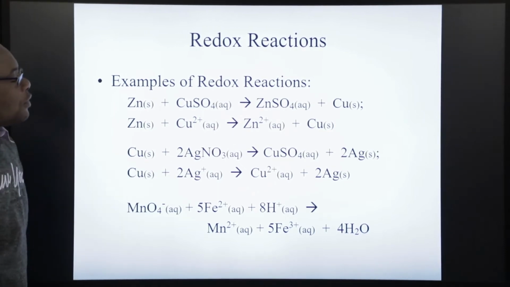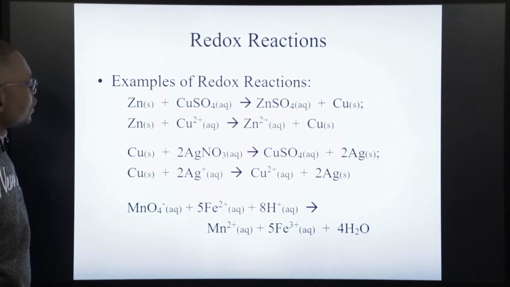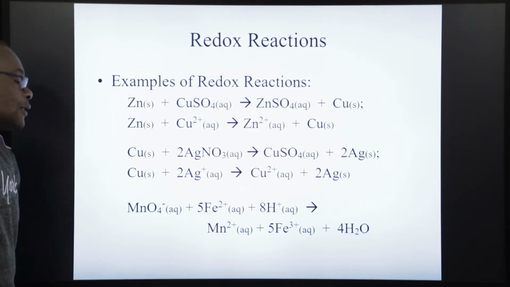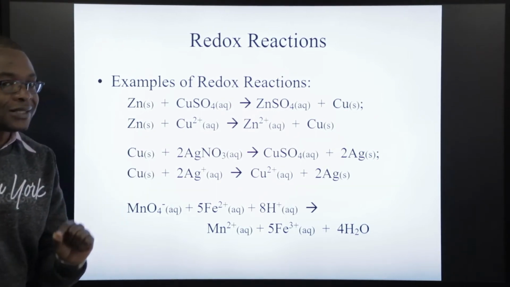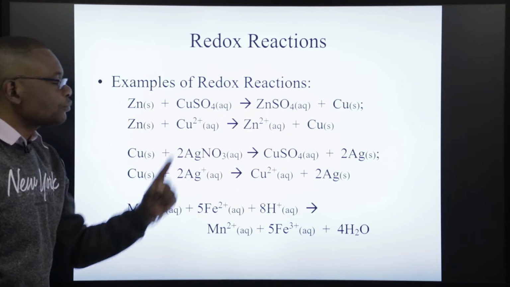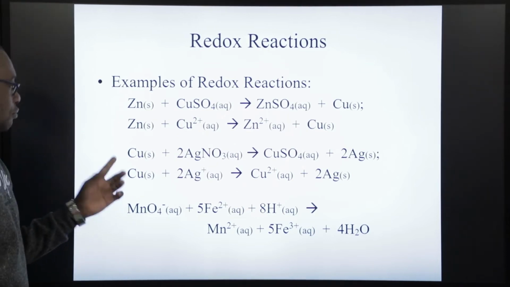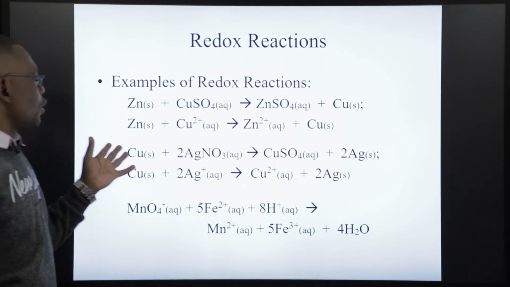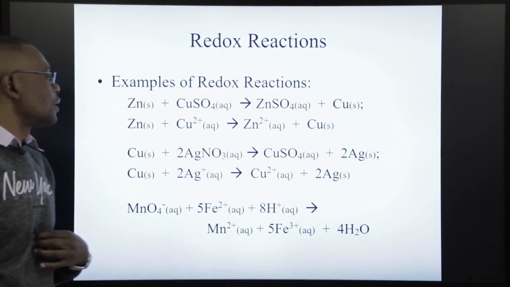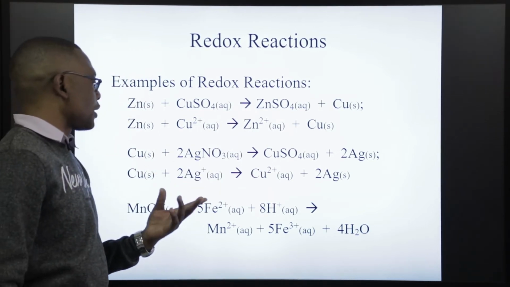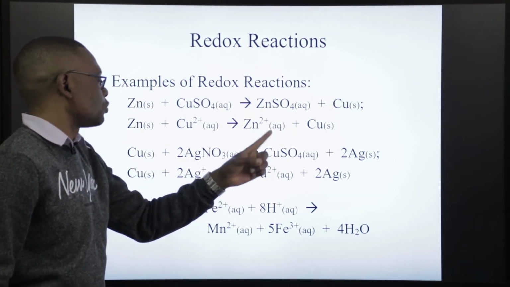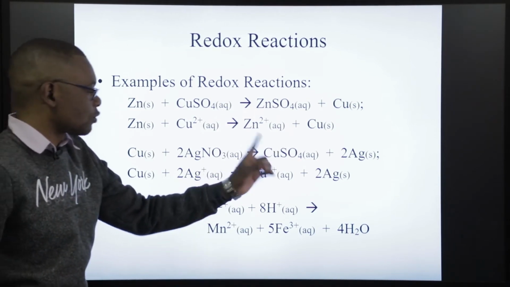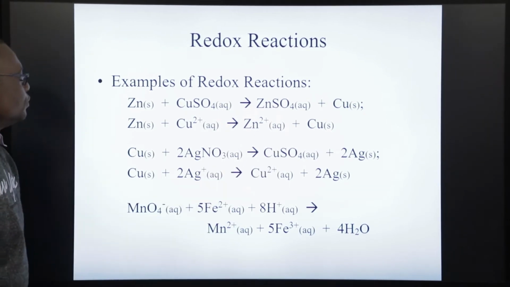A similar phenomenon can be represented between the reaction of copper as a solid plus silver nitrate, and it will give us copper nitrate plus silver ions. So this is a mistake. It's not supposed to be copper sulfate. It should be copper nitrate.